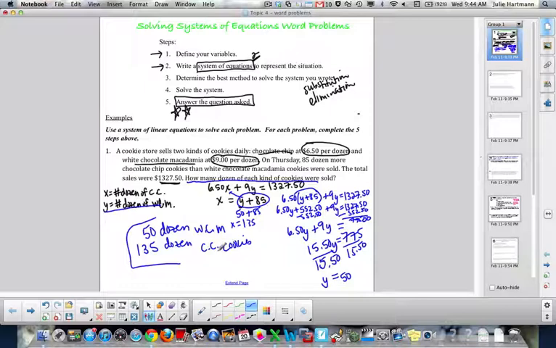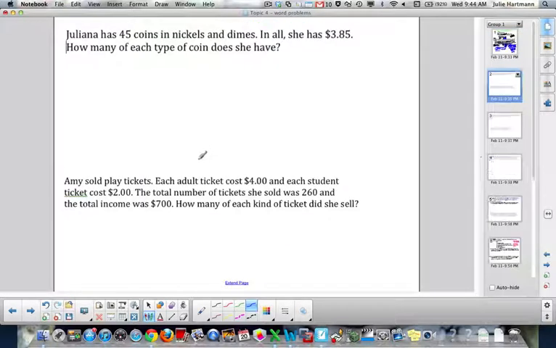Now, put it in and check it. Does 6.50 times 135 plus 9 times 50 equal 1327.50? Yeah, it does. Okay, plug it into your calculator, check. I should have added that. Step 6, make sure you check your work. All right, so let's do another one.